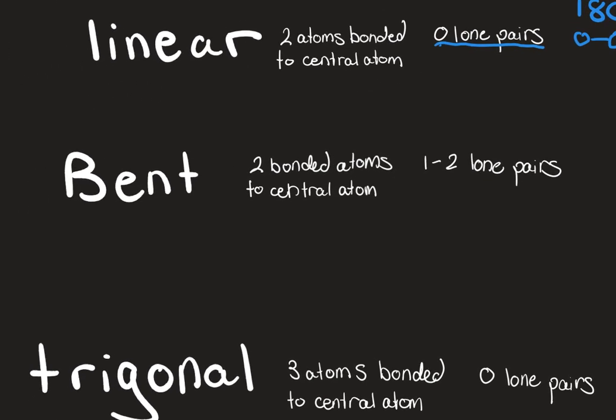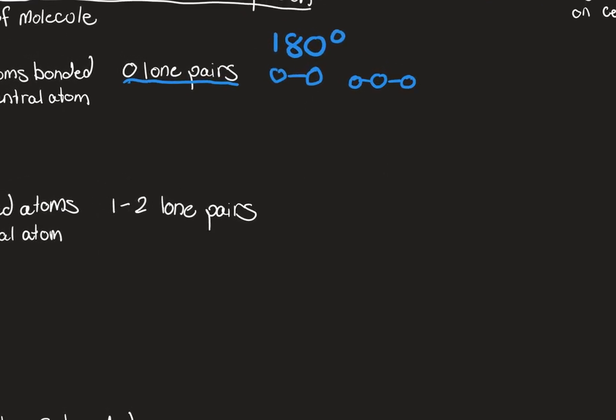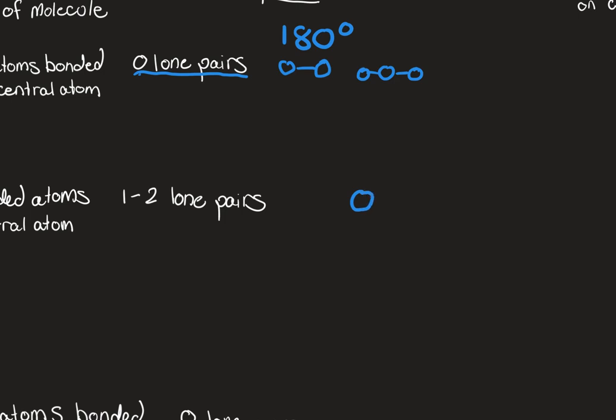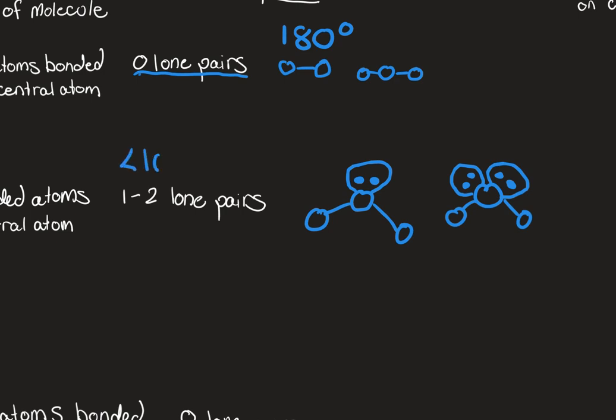Bent is when we have two bonded atoms to a central atom, and we have one to two lone pairs on the center atom. So that's going to look something like this. Right now I'm going to put one lone pair. We can also have it look like this. Remember, because lone pairs still take up space, they are going to push those bonded atoms down. And bent molecules have a bond angle of less than 109.5 degrees.